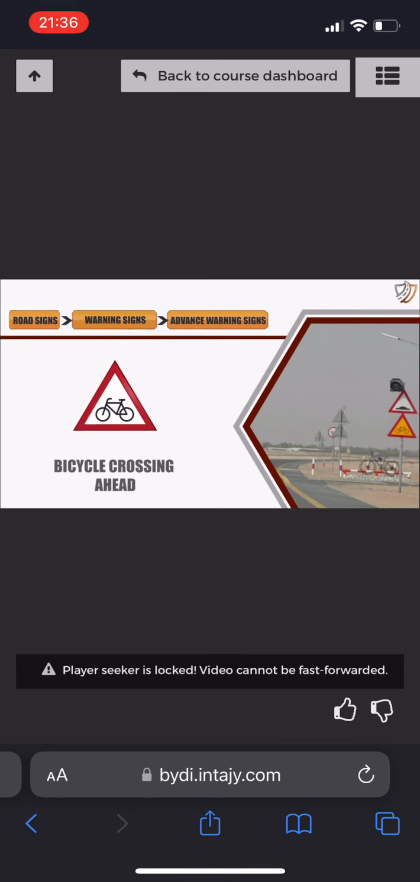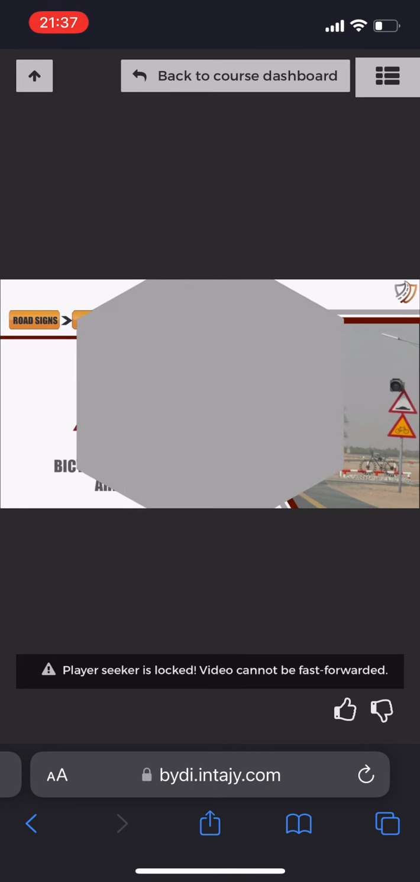Bicycles crossing ahead. This sign warns the motorists that there is a bicycle crossing ahead. They are advised to reduce the speed and watch out for cyclists who might be crossing on their track ahead. If there are cyclists, motorists must stop the vehicles and give way to the cyclists crossing the road.